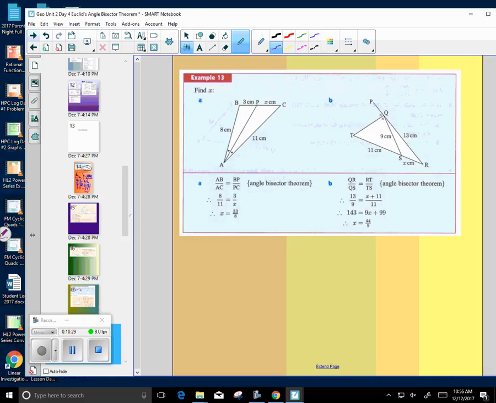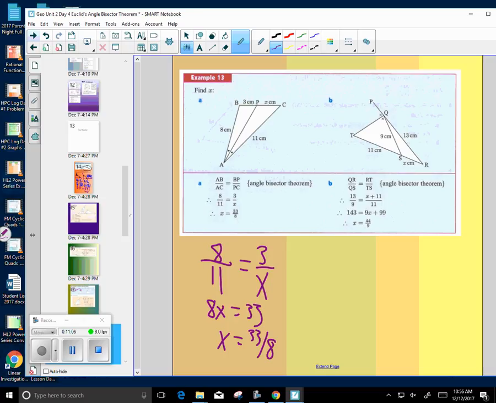For the examples here, we're going to just do this AB over AC. So we do 8 is to 11 as 3 is to x. 8 is to 11, 3 is to x. And so 8x equals 33, you get x is equal to 33/8. So that's fine. And now we're going to do the same thing, except we're going to use this other one.